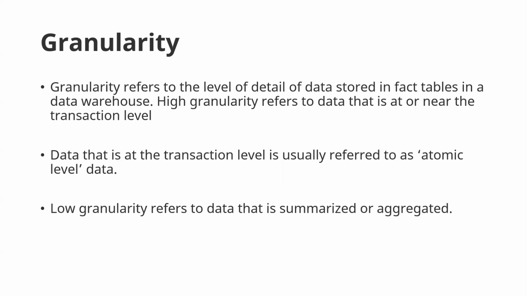Low granularity refers to data that is summarized or aggregated. Low granularity means we have fewer rows because those are summarized or aggregated, as I just mentioned. And atomic level data means we are trying to fill in as minute data as possible. That is called atomic level data. The granularity is at atomic level.